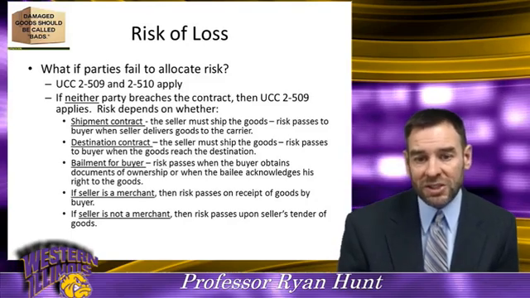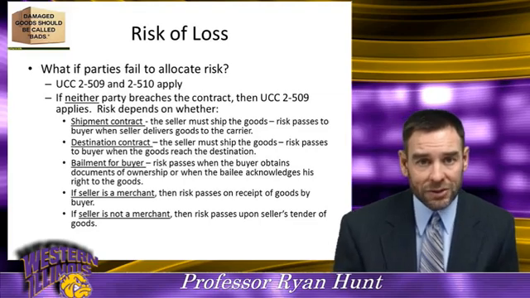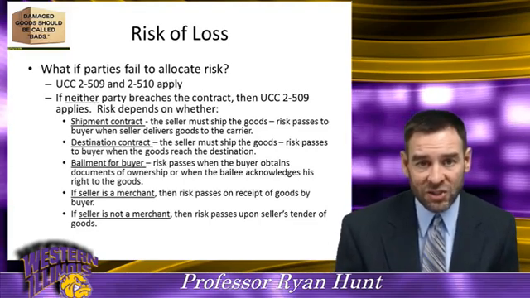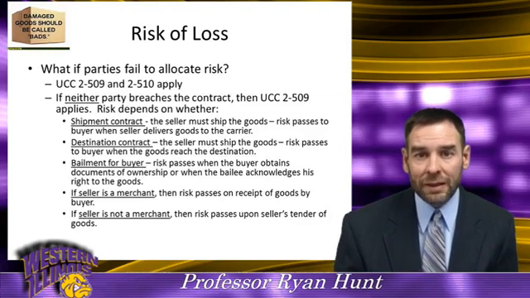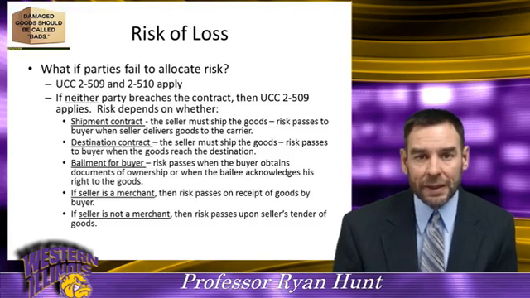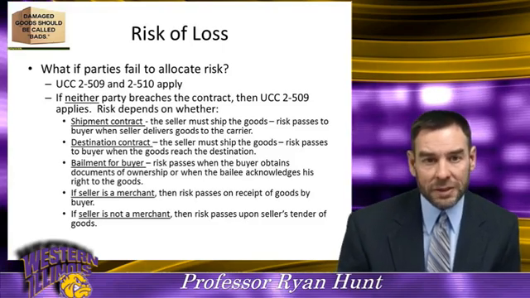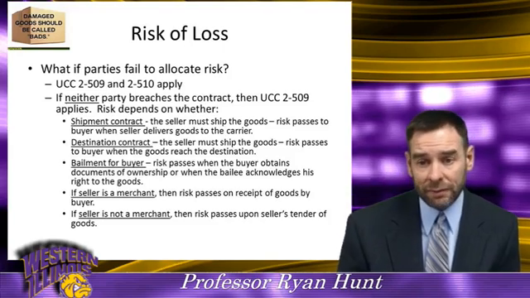Okay, so let's start out with if neither party breaches the contract. As the seller, I ship what we call conforming goods. Conforming just means they conform to the contract requirements. I haven't breached my contract. If neither party breaches, then we use 509, and the risk then depends on what kind of contract we have.